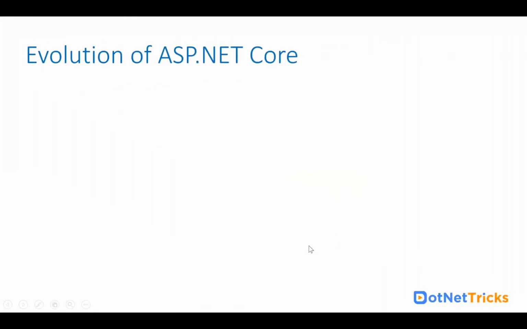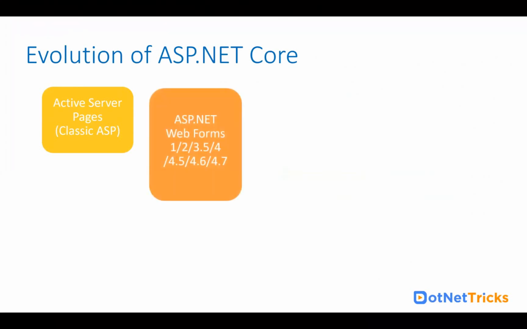So let's start with the evolution history of ASP.NET Core, how ASP.NET Core has evolved. Initially, Microsoft came with Active Server Pages for developing websites. After that, Microsoft came with ASP.NET Web Forms. In Web Forms, we have 1, 2, 3.5, 4, 4.5, and so on. After Web Forms, we have MVC. In MVC, the latest version is MVC 5 right now.